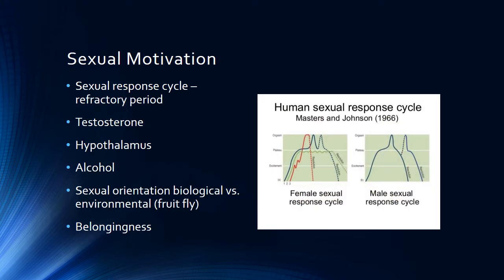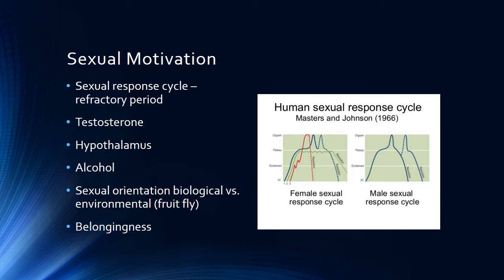For sexual motivation, make sure that you are good with the sexual response cycle from Masters and Johnson. So excitement, plateau, orgasm, and then the refractory period. Make sure you understand the difference between the female sexual response cycle and the male sexual response cycle. Make sure you understand the role of testosterone. So men have more testosterone than women. Women still do produce some testosterone, otherwise it would be impossible to produce male heirs.